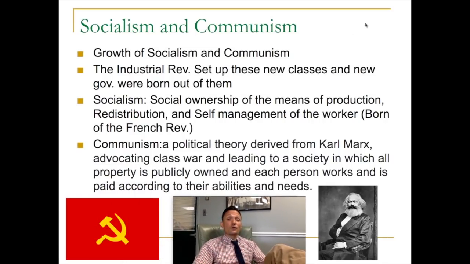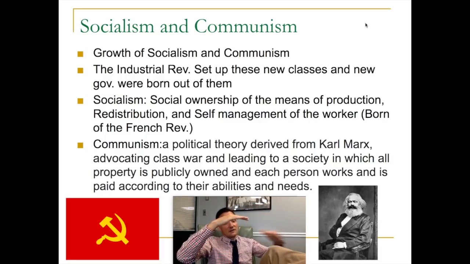You've got new forms of government. All right, so post-industrial revolution, you have two new forms of government popping up. They're called socialism and communism, right? Now, the Industrial Revolution set up these new classes, and new governments were born out of them. So now you've got the old money, the old nobility, and the upper class, right? You've got this industrial middle class, and now you've got this working class, right? Well, the working class is huge, right?